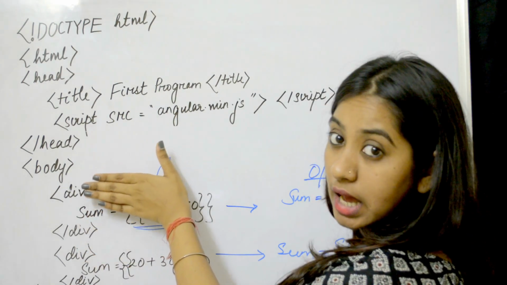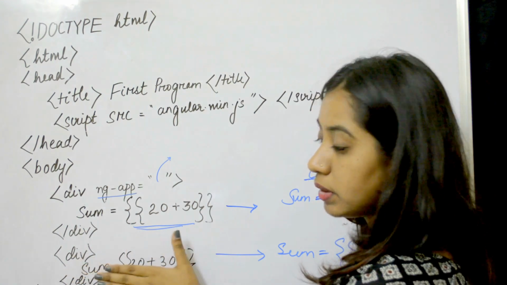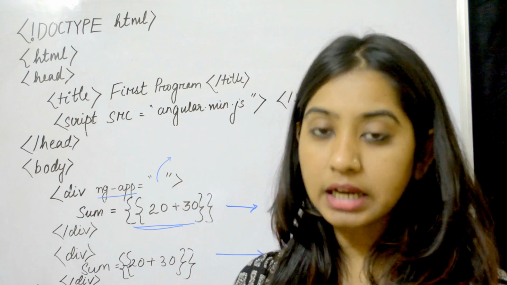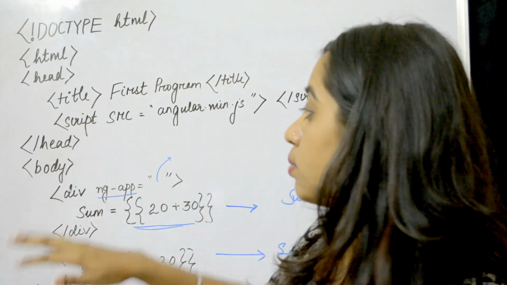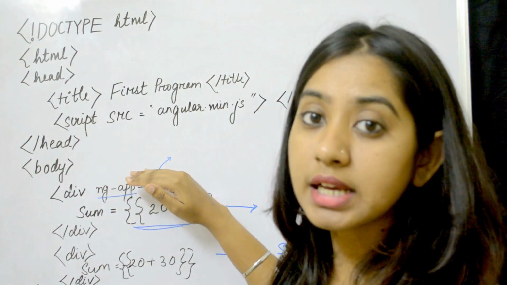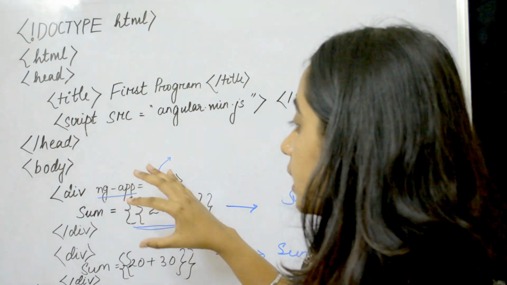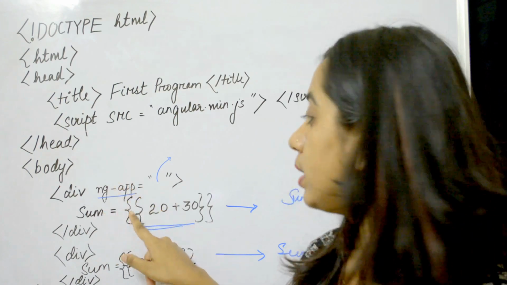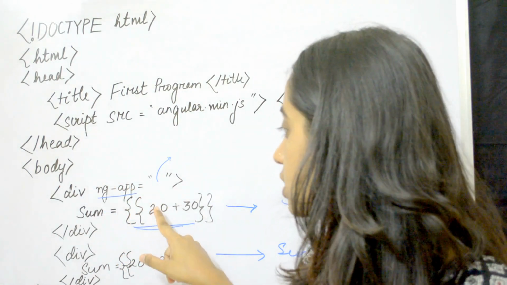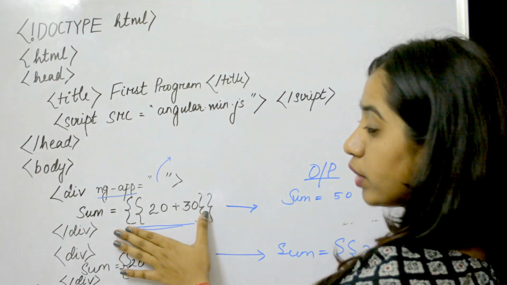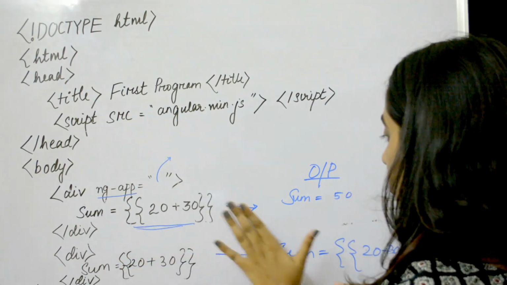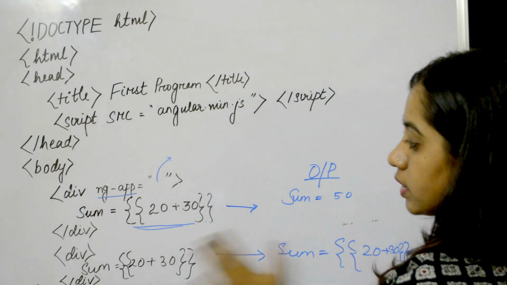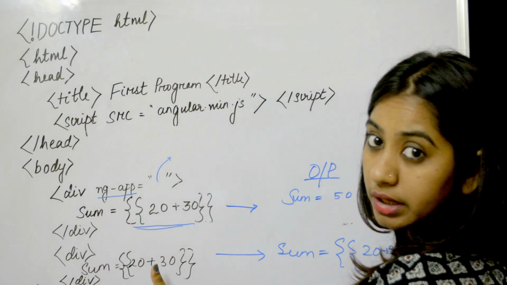Without using ng-app, anything written inside the div will simply be considered pure HTML text and will be delivered as it is. The moment the browser finds an ng-app, any expression written inside its scope will be evaluated as an expression, and the result will be printed exactly where we have placed the expression. So the first output will be sum equals 50, and the second output will be sum equals whatever is written, however it is written.